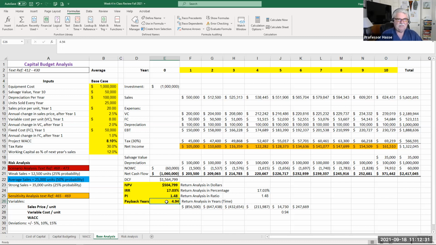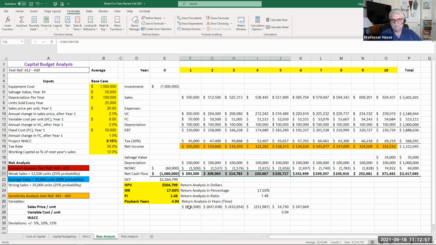but you will have to calculate in case number 2, is how long did it take us to return, in straight dollars, the $1,060,000 investment? 1, 2, 3, 4.94 years. It took us almost 5 years to pay back the $1,060,000.